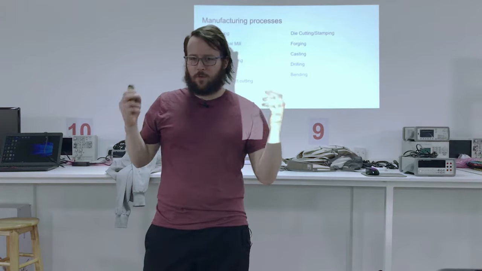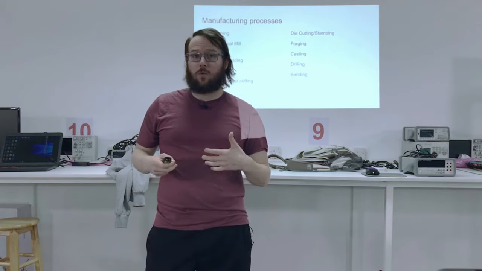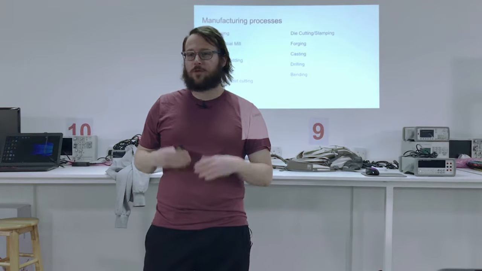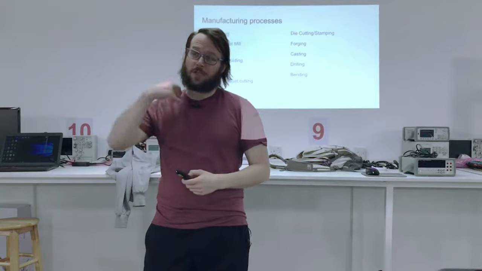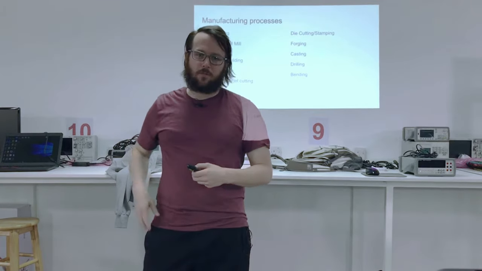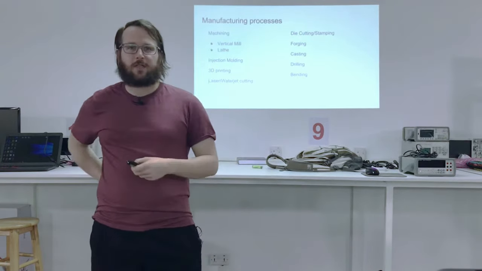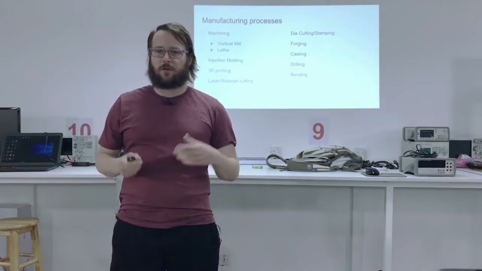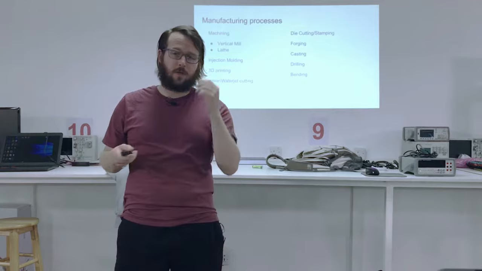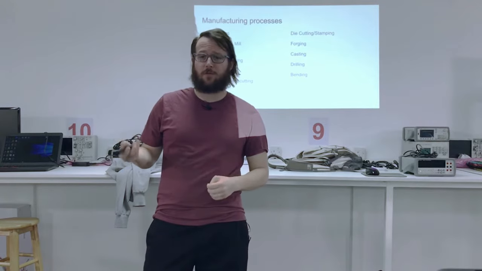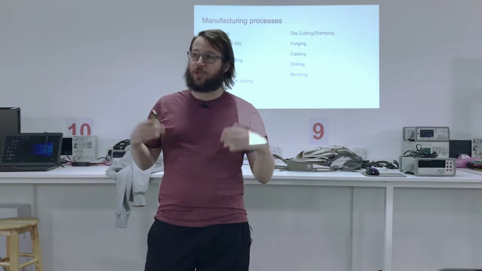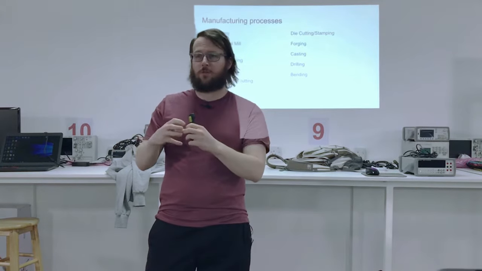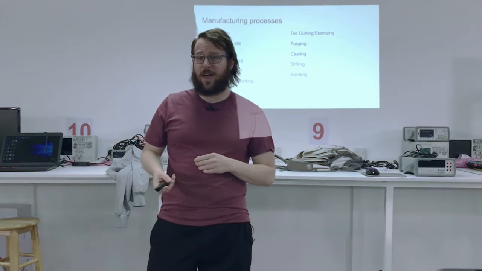So if you want to make something, you need to know what materials you want to use, and understanding your materials is really important. You also need to understand how it's going to be manufactured. So the different manufacturing techniques all have very different qualities. So generally there's machining, and there are two machines called a vertical mill and a lathe, which I'll talk about in a minute. There's injection molding, which is when you heat up liquid plastic and squirt it into a metal mold. I'll show a little bit about that.